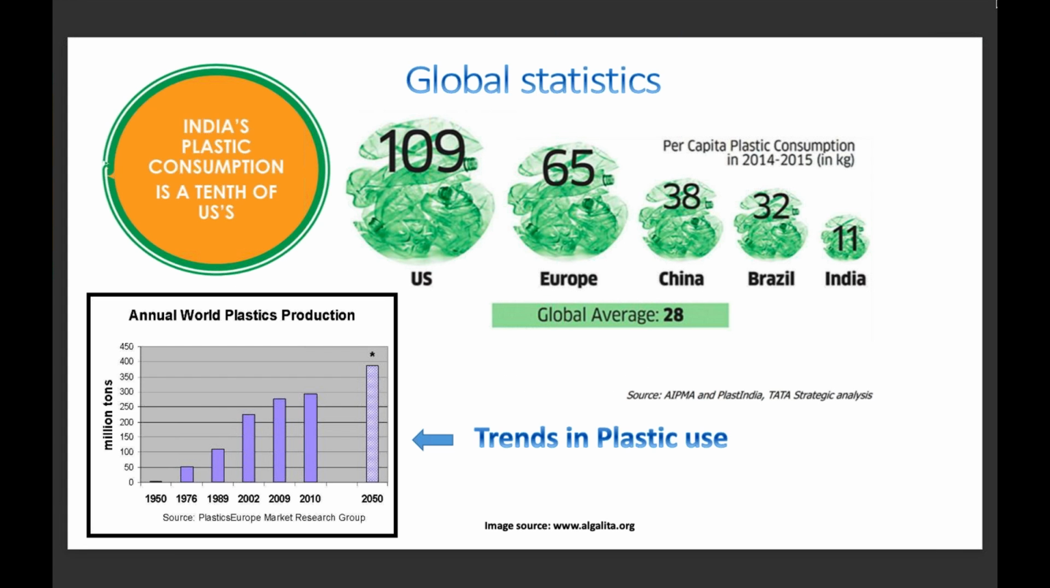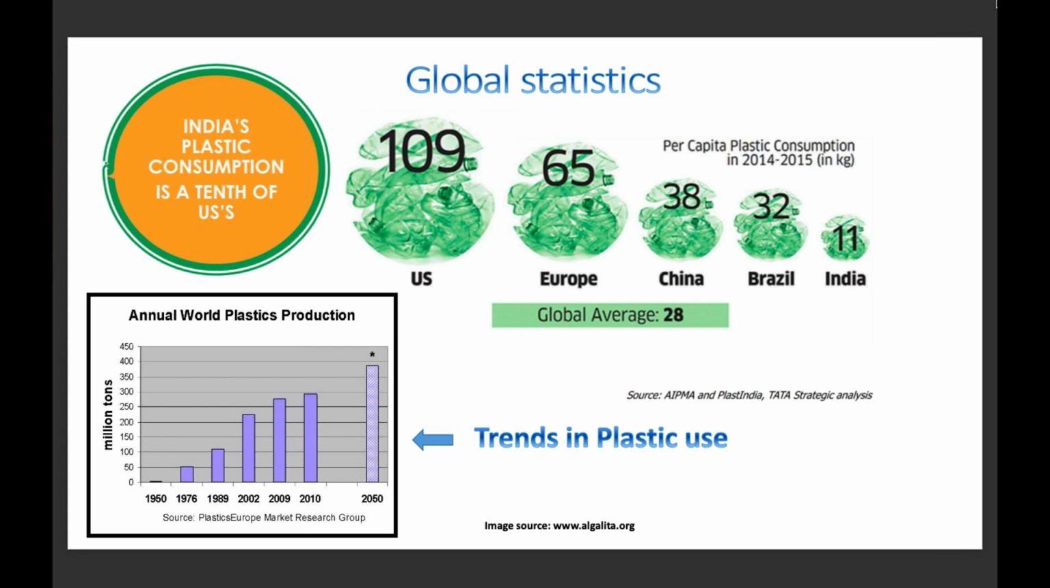So here what you see is again the global statistics. What you see here is that India's plastic consumption is actually one-tenth of the US, but that is in terms of per capita plastic consumption. While in the US the per capita plastic consumption is 109, India stands at 11. But if you multiply it by the population size, India's contribution is also very big and very huge. So that is all about the global statistics. Of course, China and Europe are all big contributors to this menace.